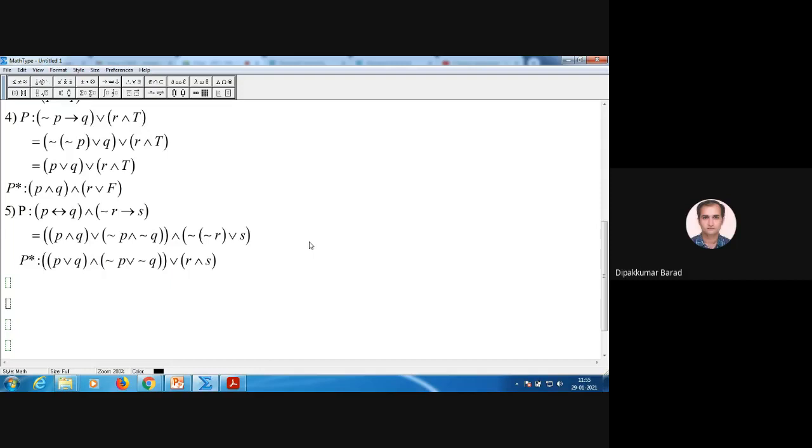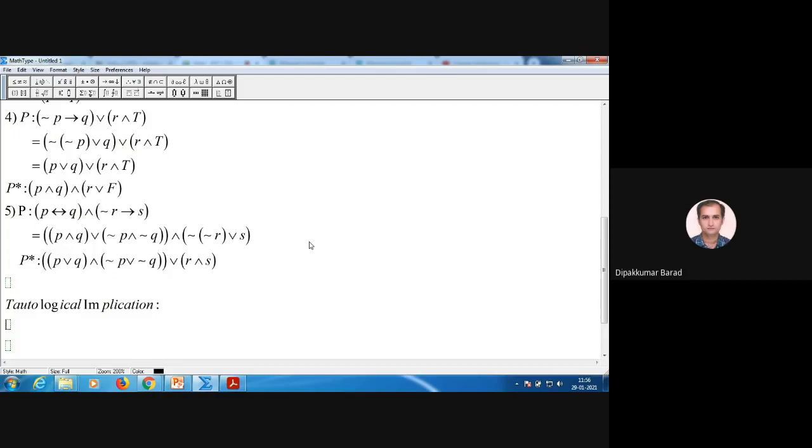Now, tautological implications. The next topic is tautological, logical implication. Now, what does it mean? A compound proposition P is said to tautologically imply a compound proposition Q if and only if P implies Q is a tautology. Okay, P implies Q is a tautology.